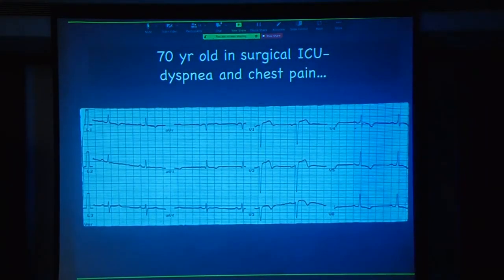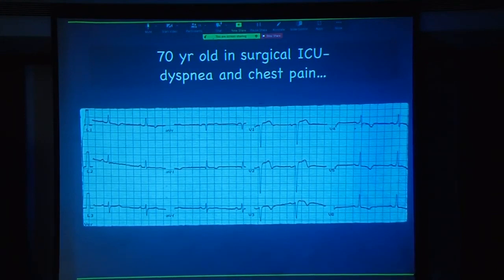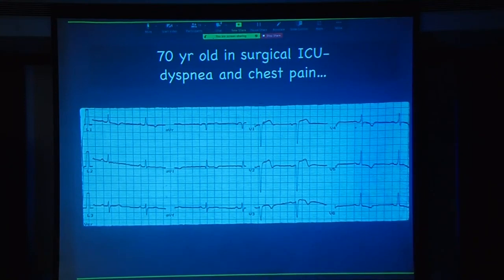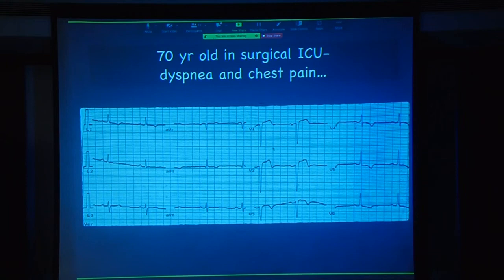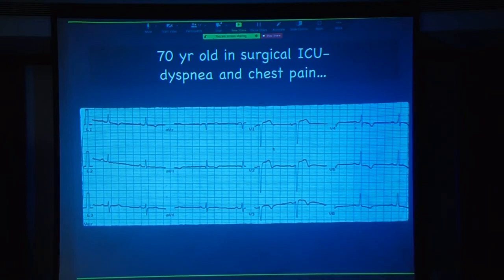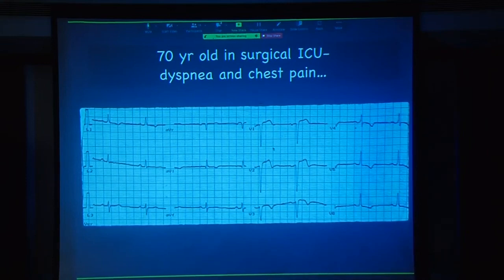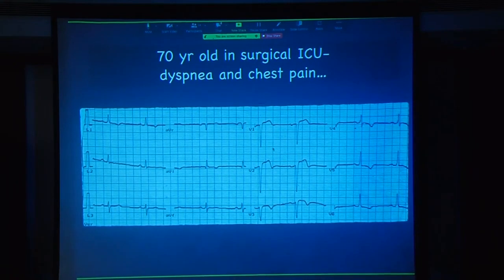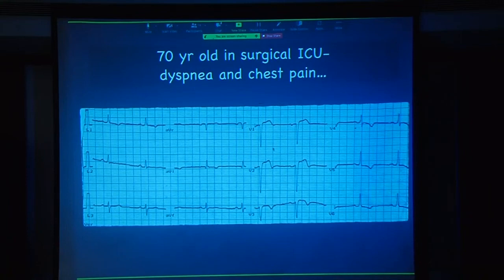This is a 70-year-old patient who was in the surgical ICU, had breathlessness, had some chest pain, and this was the ECG taken. You could see that in the ECG, there is some amount of ST elevation in V1, V2, V3. The T waves are inverted. It looks as if this particular patient has got an anterior wall myocardial infarction. Troponin was done. Troponin was just positive. It was mildly positive, but if it were to be an anterior wall myocardial infarction, you would expect a significant amount of elevation of troponin, but then there was ECG suggestive of an anterior wall myocardial infarction.